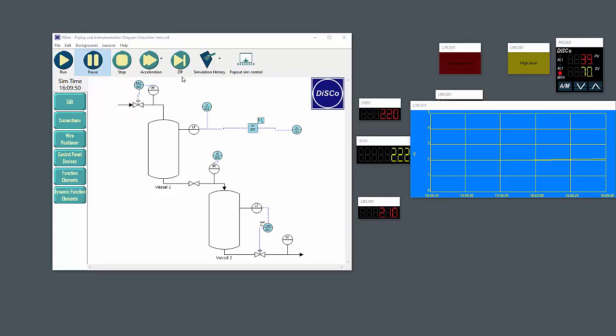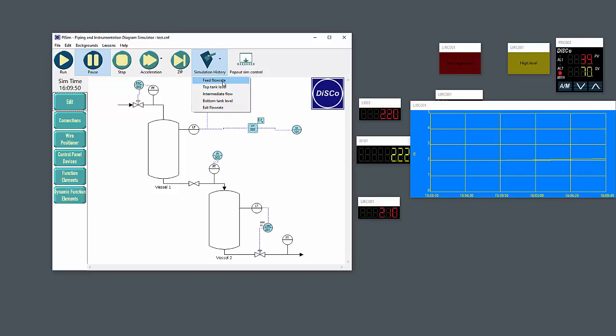You may have been wondering what this simulation history button is in the simulation control bar. What this does is, if we actually click it, you can see that it lists a number of variables: the feed flow rate, top tank level, intermediate flow, bottom tank level, exit flow rate. Now, these variables are what are called performance variables for this particular simulation.